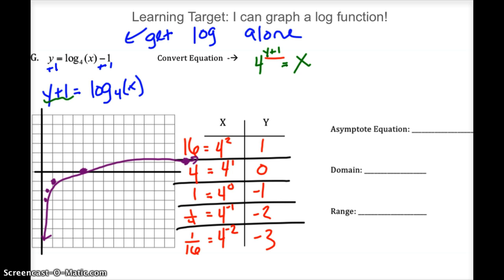Let's try this. Maybe it'll make a better line. There we go. So there's my asymptote. So my asymptote equation, x equals 0. My domain, 0 to infinity. My range, negative infinity to positive infinity.